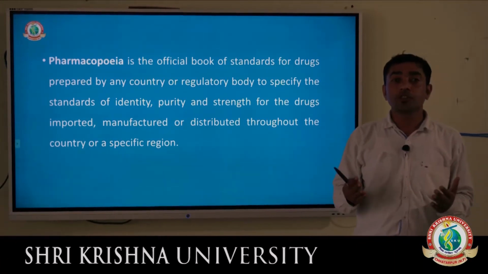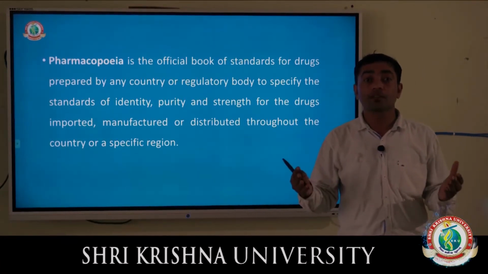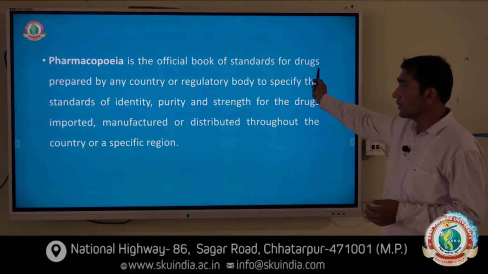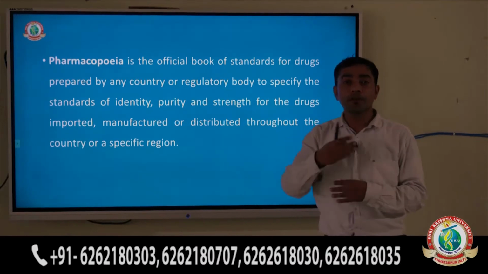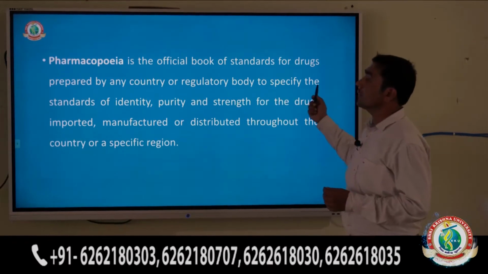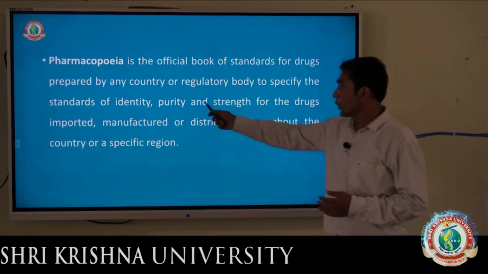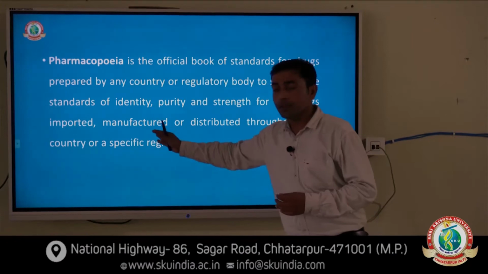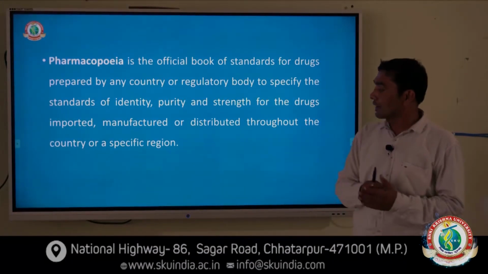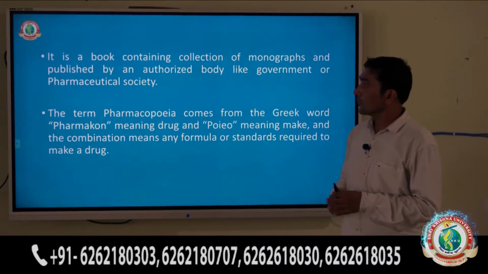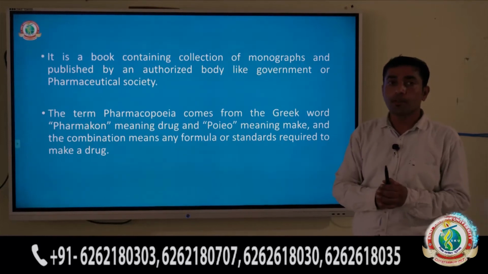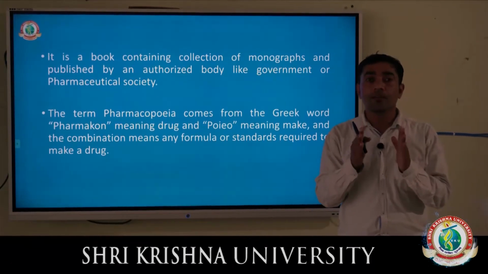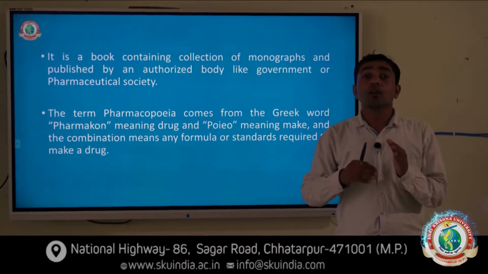Now the main question is, what is a pharmacopoeia and why are we going to discuss it today? A pharmacopoeia is the official book of standards for drugs prepared by a country, meaning the government or regulatory body, to specify the standards of identity, purity and strength for drugs imported from other countries, manufactured in a particular country, or distributed throughout the country or a specific region. It is a book containing a collection of monographs. A monograph is the content for a particular drug or its dosage forms overall.